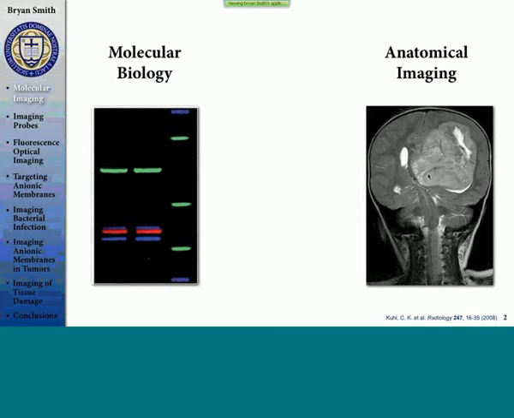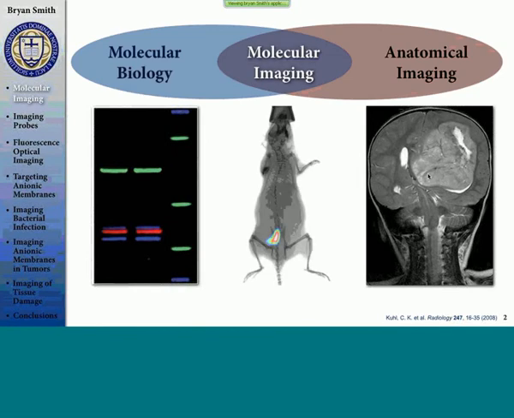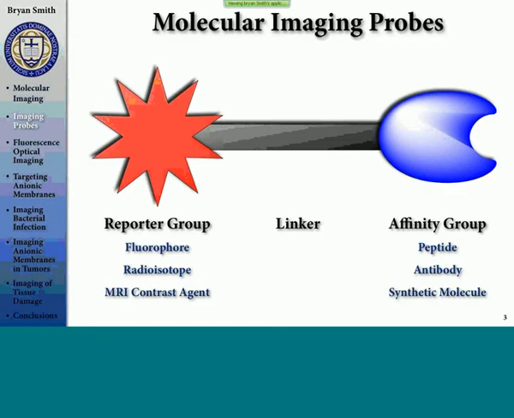Malignant tissue and normal tissue will have different contrasts, so we can see this brain tumor can be delineated from this normal brain tissue. However, this does not tell you the underlying biochemistry of this cancer. That's where molecular biology comes into play. Molecular biology allows you to study single pathways that are very important for disease processes.